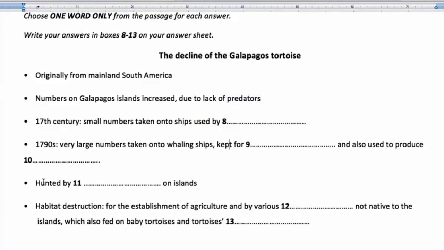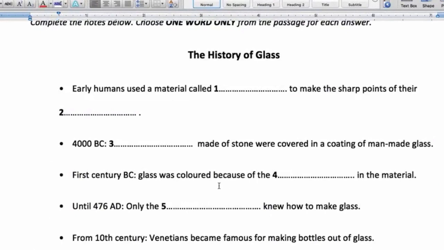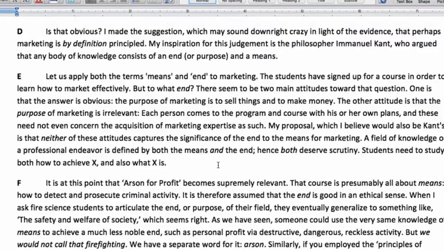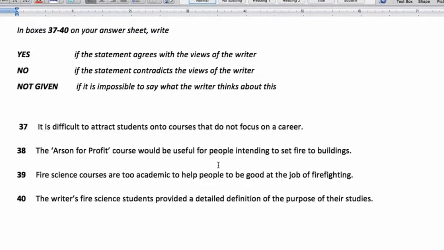Be careful though. Hunted by. In this case it was people, but remember animals can also hunt. In History of Glass, this one over here, only something knew how to make glass. So animals don't know how to make glass, trees don't know how to make glass. It must be some kind of people that you're looking for here. And in the what's the purpose of gaining knowledge?